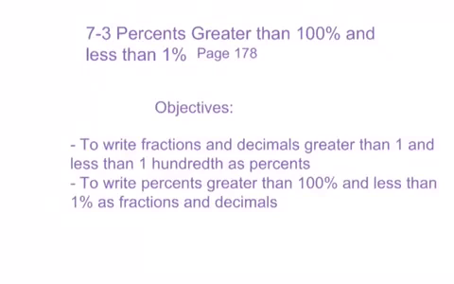Today we're on 7-3, percents greater than 100% and less than 1%, on page 178. The objective here is to write fractions and decimals greater than 1 and less than 1/100th as percents, and then to write percents greater than 100% and less than 1% as fractions and decimals.